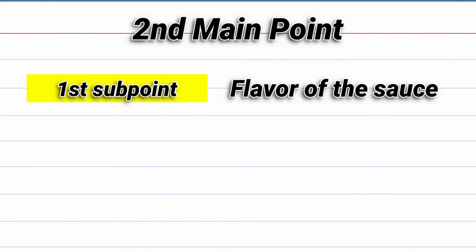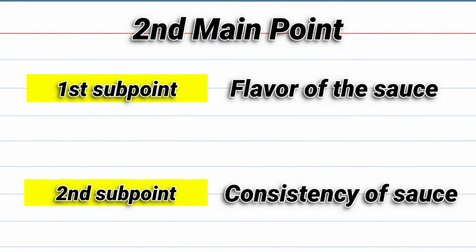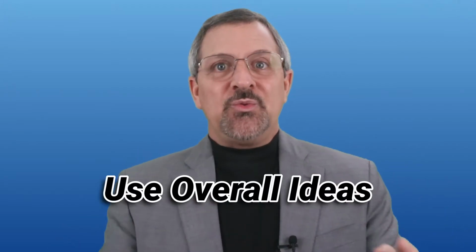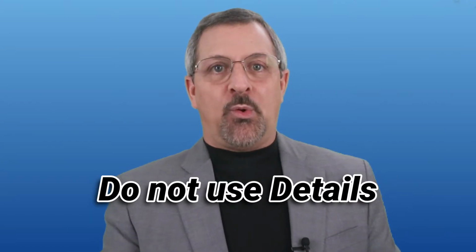I previewed my second subpoint by mentioning the consistency of different sauces by simply stating from runny to chunky style. To keep this short, I avoided stating whether the sauce is bought at the store, in a can, in a jar, or is crafted from scratch. I only used the overall ideas of each subpoint within that main point.